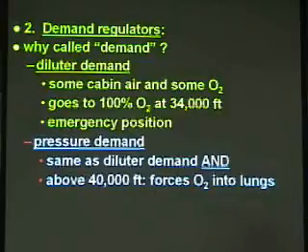So from 0 to 40,000 feet, the diluter demand regulator and the pressure demand regulator both work the same. And above 40,000 feet, the pressure demand system pushes oxygen into your lungs at a pressure that is higher than cabin pressure. And when I was in the Air Force, it said don't fly the airplane above 50,000 feet ever, even when it was pressurized.